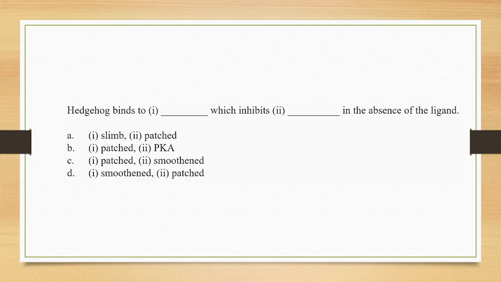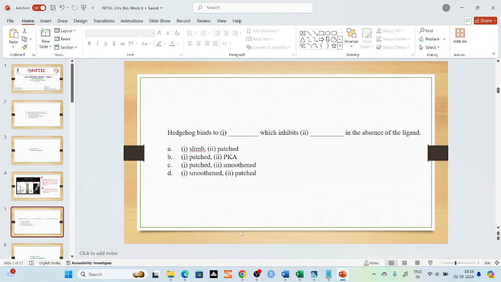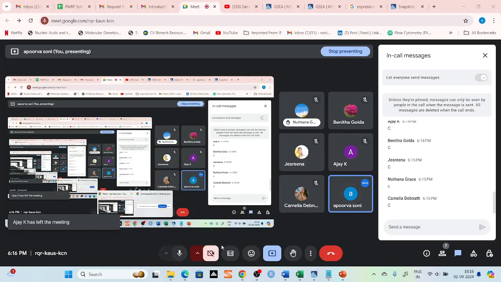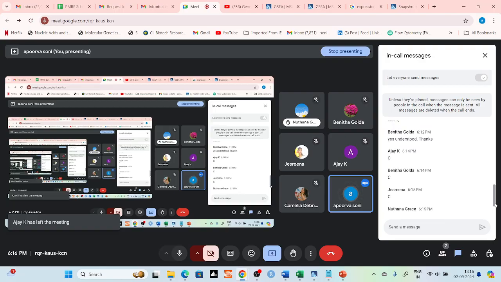Shall I switch the screen? Okay, I'm switching it now. Let's see what you have answered. Okay. So it seems that everybody has answered. It's very good.